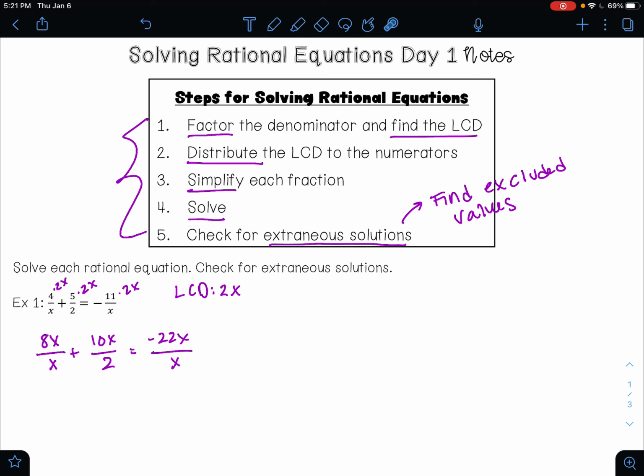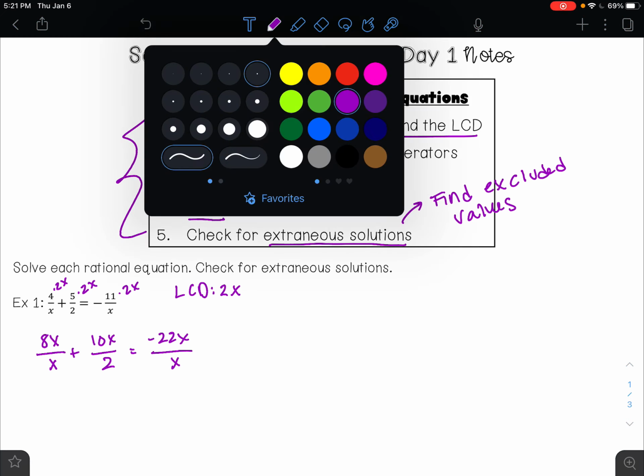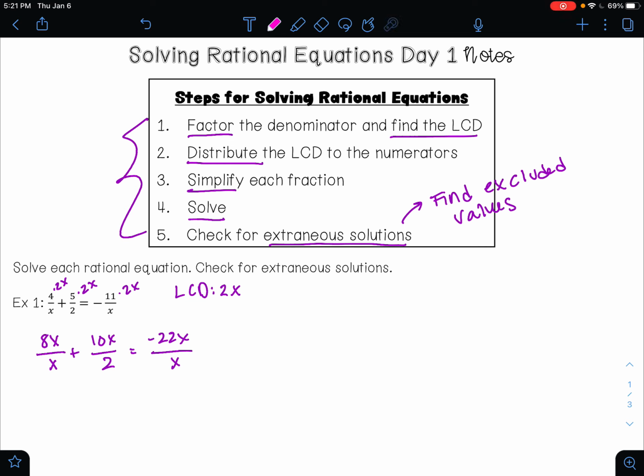My next step, step 3, is to simplify each fraction. So we can reduce here. When I look at this first fraction, I have 8x divided by x. Well, x divided by x is 1. So here I can cross off my x's, and that just leaves me with 8. For my second fraction, I have 10x divided by 2. That's 5x. And for my last fraction, x divided by x is 1. So that just leaves me with negative 22.